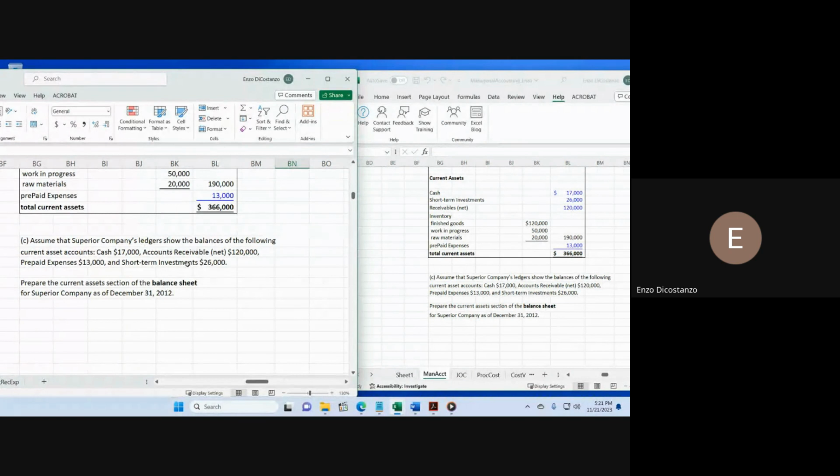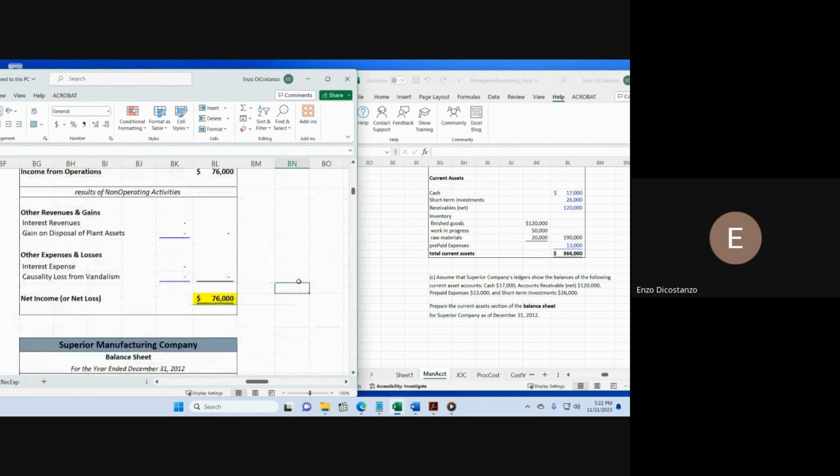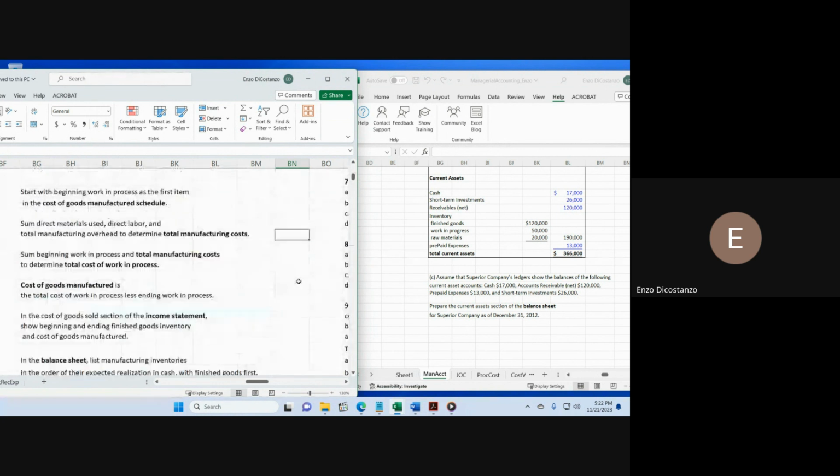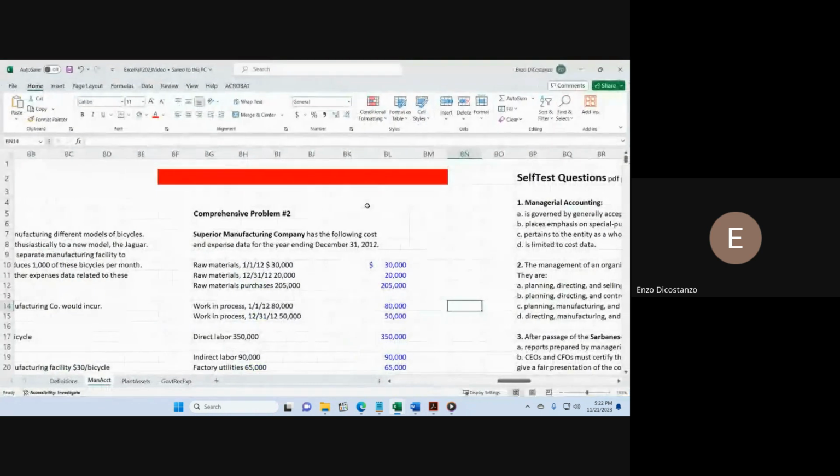Here's some of the numbers, and there you go. There's your total current assets of the balance sheet. Those added up: finished goods, work in progress, raw materials, and the initial cash, short-term investments, and receivables, and the prepaid expense, which is a cash amount for a specific expense. That's what it's called, prepaid. Okay, so that's this particular problem.